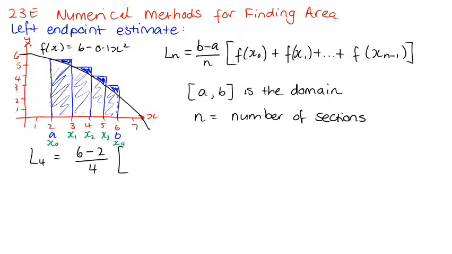Okay, so now we need to do f of x0. So we need to take x0, which is 2, and substitute that into the function. So we're actually doing 6 minus 0.1 times 2 squared.